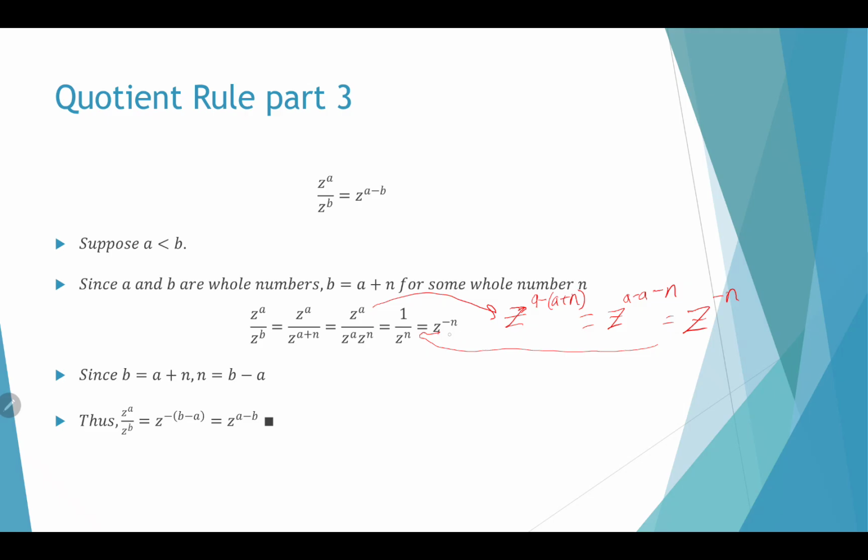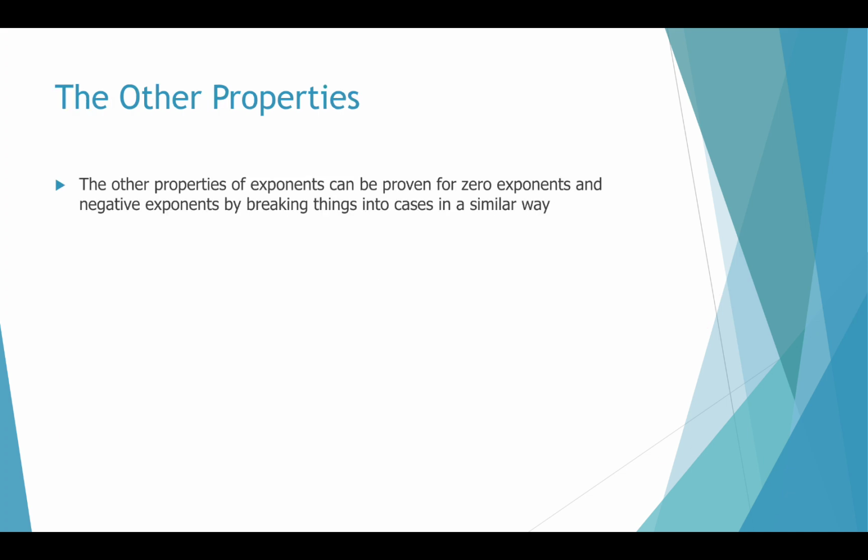And reversing this z to the power of negative n, this is the same as saying n is this piece, right? So I can kind of go right to there, which gets me over to here. So these are just manipulations of algebra, not anything real fancy. Other properties of exponents can be proven for zero exponents, negative exponents, by breaking things into cases in a similar way.